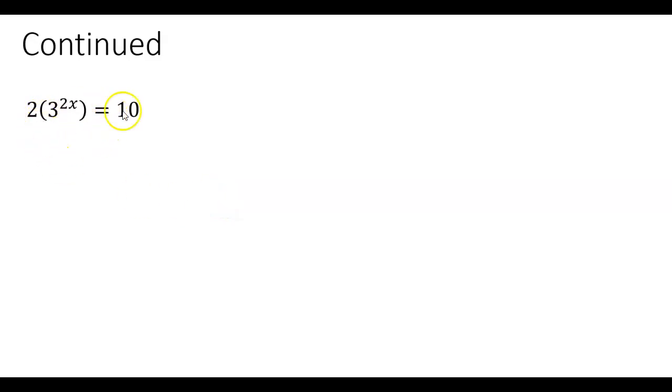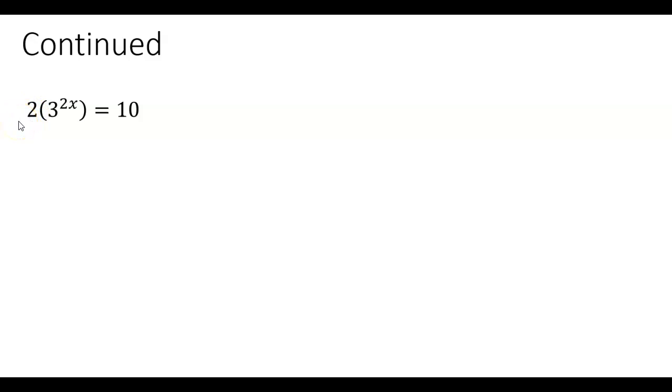Okay, so let's take a look at this problem here. Here we have 2 times 3 raised to the 2x is equal to 10. The parentheses indicate that this 2 is on the outside as a factor, right? So this exponent of 2x is only being applied to the base 3, not to the 2 out here. So the first thing we would want to do is get rid of this 2.